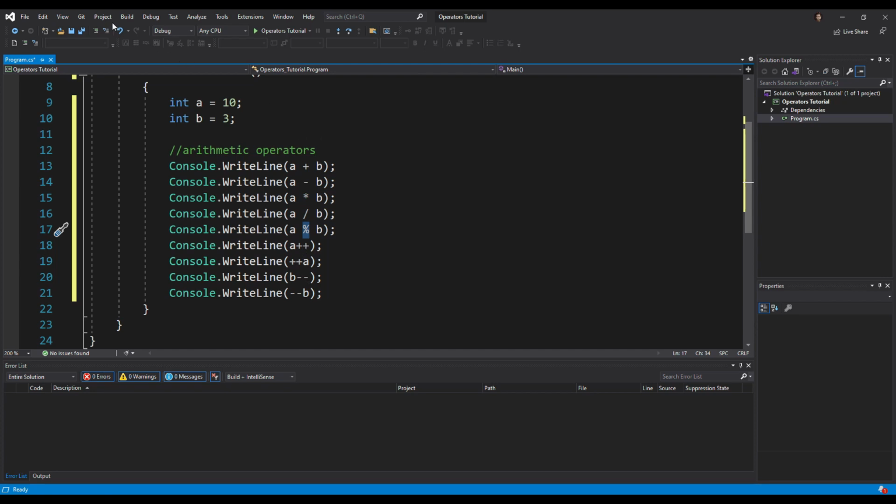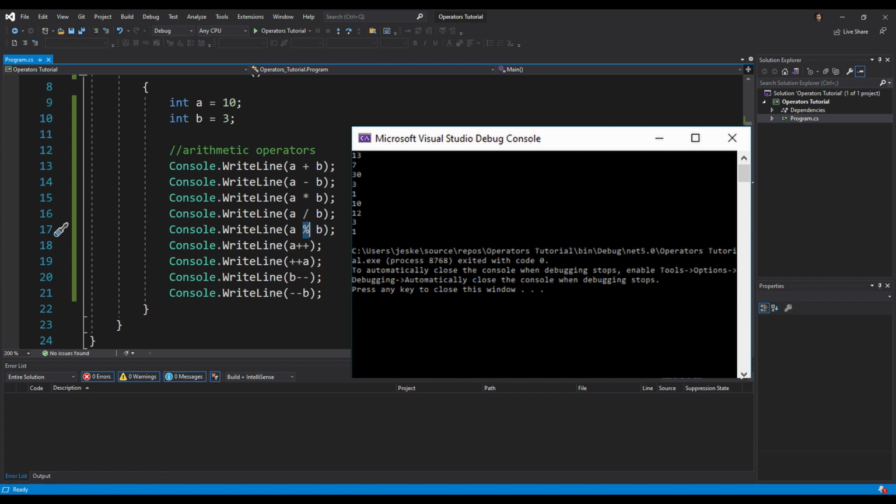Now, when I run this, 10 plus 3 is 13. 10 minus 3 is 7. 10 times 3 is 30. 10 divided by 3 is 3. So basically what the remainder operator does is it returns the remainder, how much is left over after that division is completed.